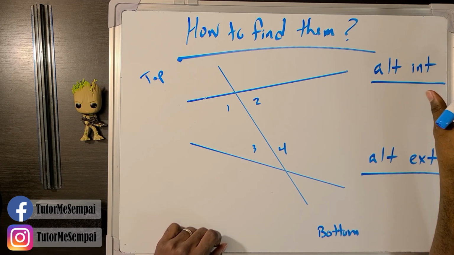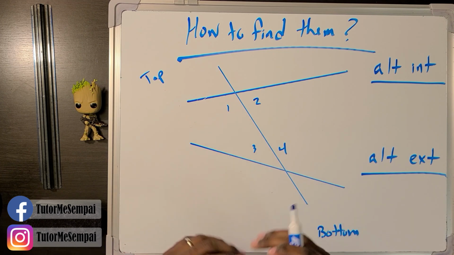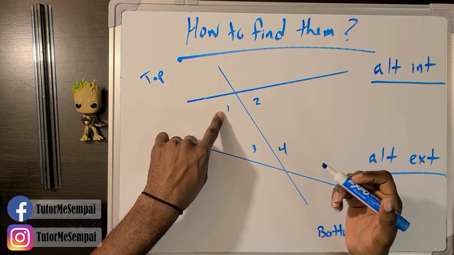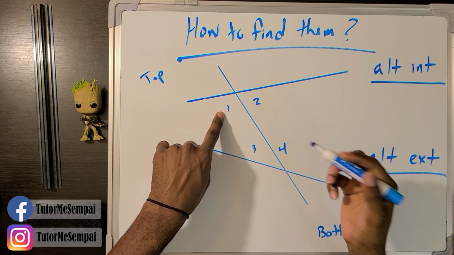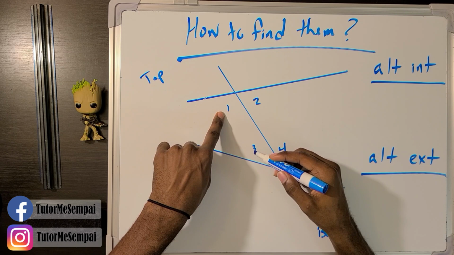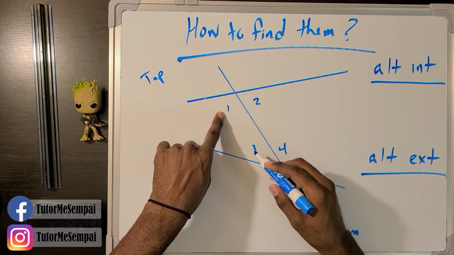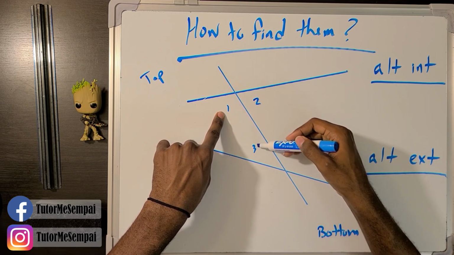So we already have the interior set. Now we got to find the alternate. Now remember, opposite. 1. What's opposite of 1? Is 3 opposite of 1? No. That's on the same side, right? We haven't switched over anything. We had 1 on this side and 3 is on this side.